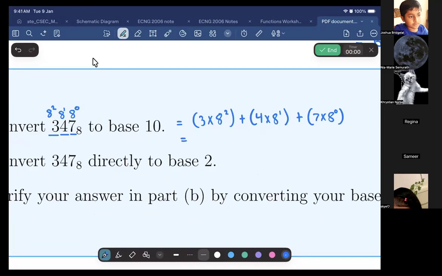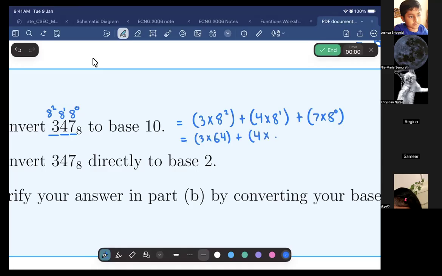Cool. What is 8 to the power 2? 8 squared. 64. Right? 64. What is 8 to the power 1?